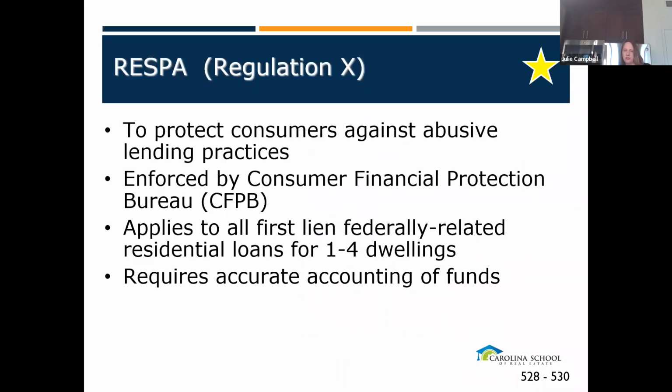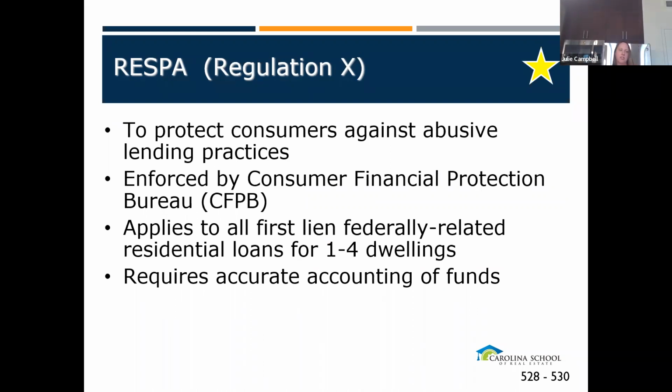Here's our introduction to RESPA, the Real Estate Settlement Procedures Act. RESPA is the R in TRID. TILA is the T in TRID, the Truth in Lending Act, Regulation Z. RESPA is also known as Regulation X. I would know that RESPA is also known as Regulation X. So we've got Regulation Z for TILA, Regulation X for RESPA.